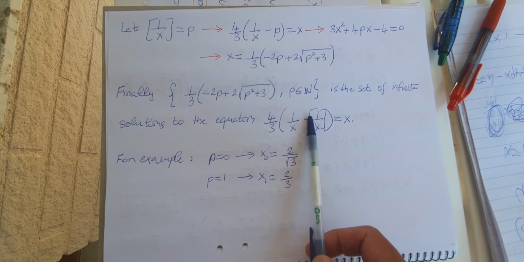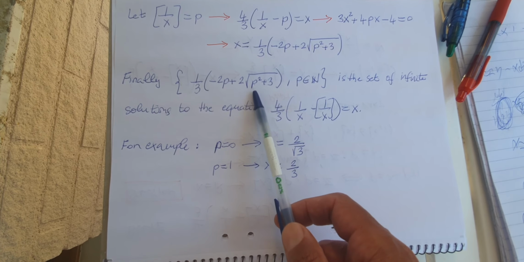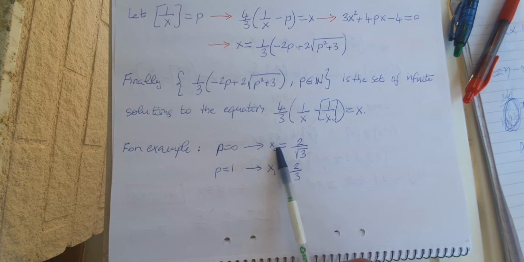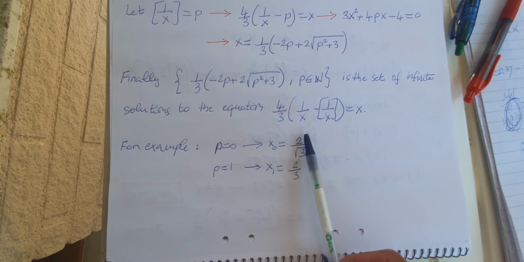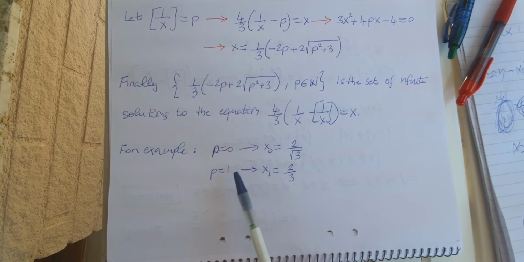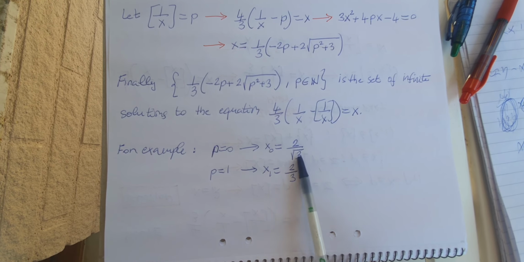So for example, letting p equal to 0 here, we get x0 is equal to 2 divided by the square root of 3. This is one solution. And if, for example, p is equal to 1, x1 would be equal to 2/3.